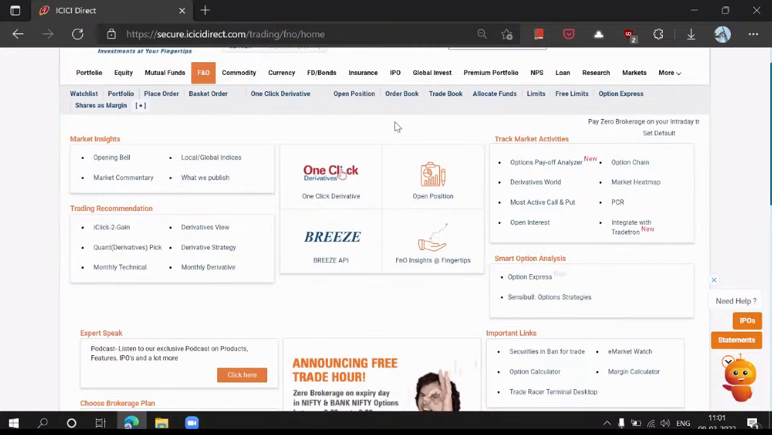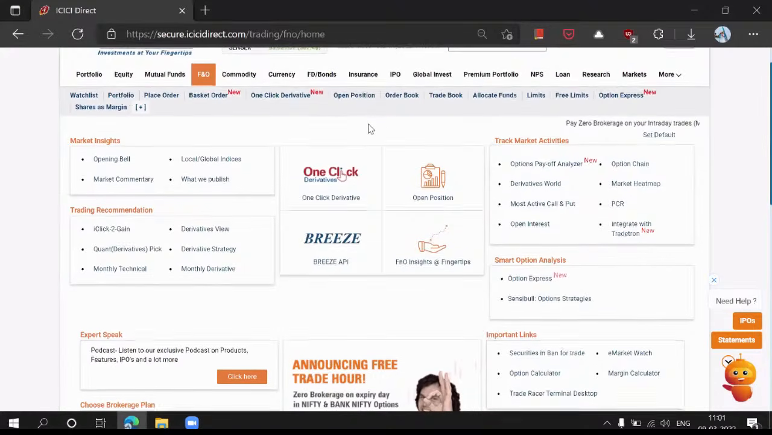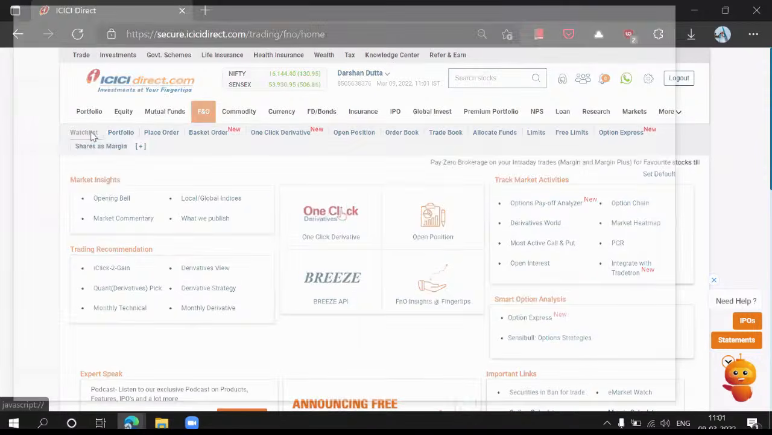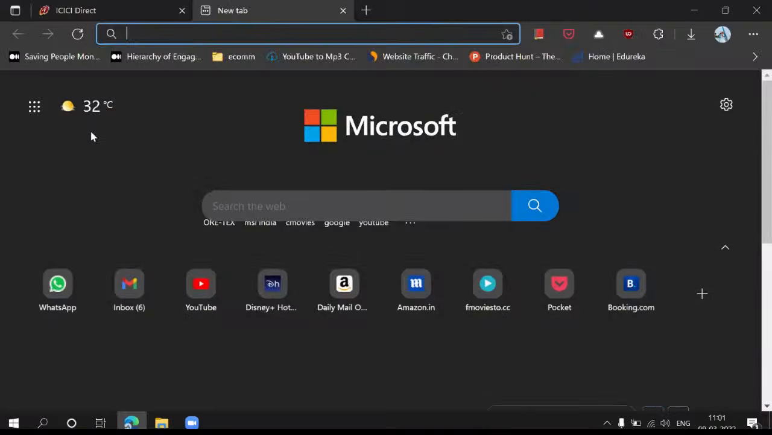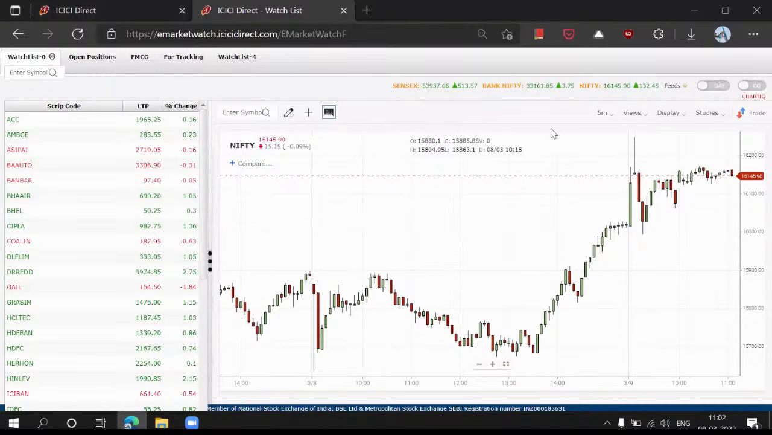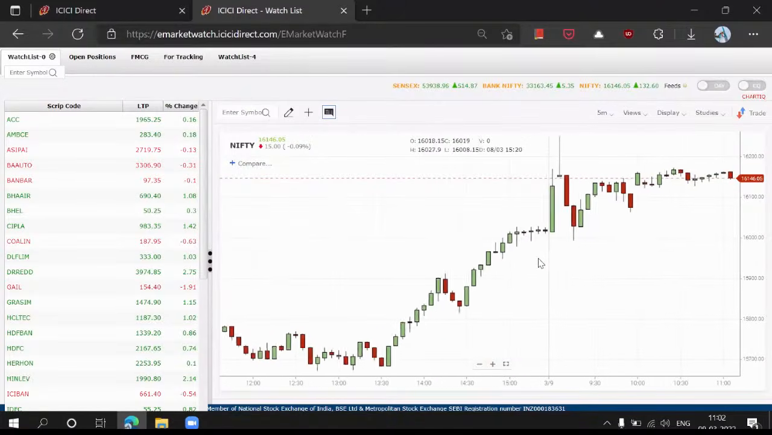So when you log into ICICIdirect, this is the screen that you see in the FNO section. The first and the most important thing which anybody would like to look at is the watch list and the charts on the watch list. On the main screen on the left hand side, you can see the watch list, you click on that, and it opens up your watch list with an inbuilt chart with the ability to trade.